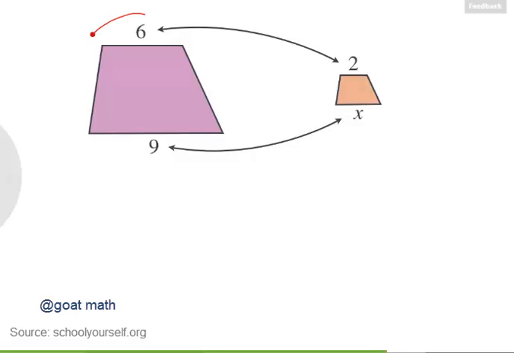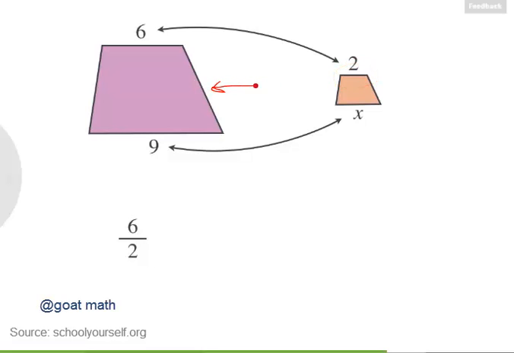First, let's take the length of this side, 6, and divide it by the length of this side, 2. So this is a fraction, or ratio, that tells you how many times longer this side is than this side. So if you divide 6 by 2, you'll see that this side is 3 times longer than this side.